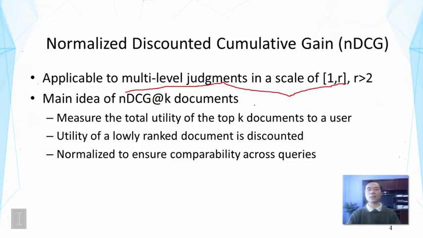And the main idea of this measure, just to summarize, is to measure the total utility of the top K documents. So you always choose a cutoff, and then you measure the total utility. And it would discount the contribution from a lowly ranked document. And then finally, it would do normalization to ensure comparability across queries.